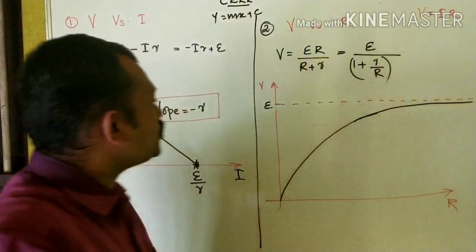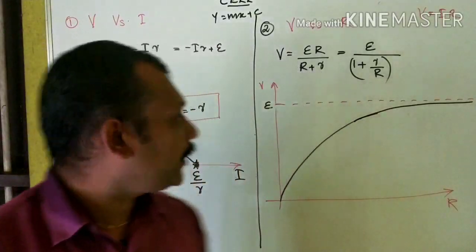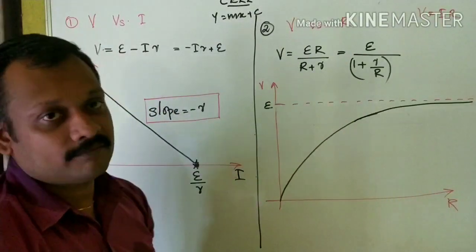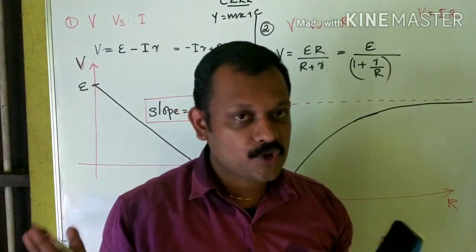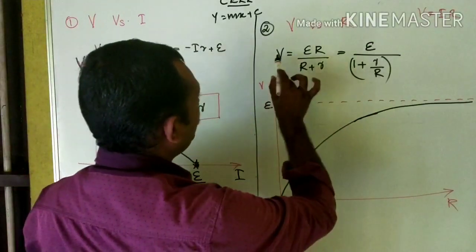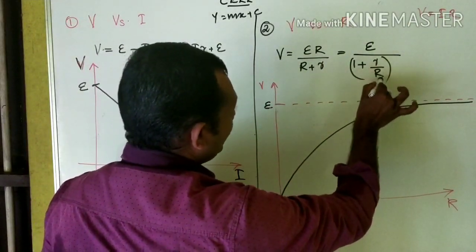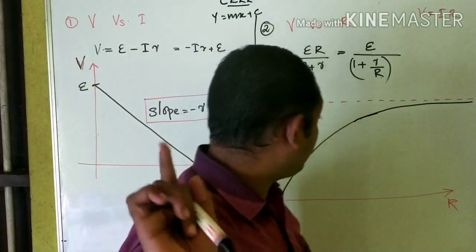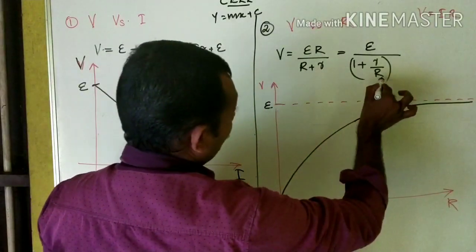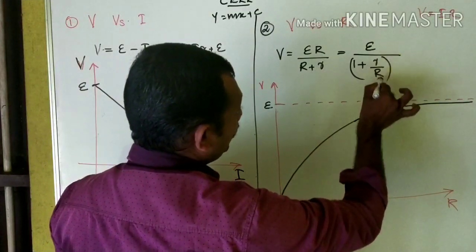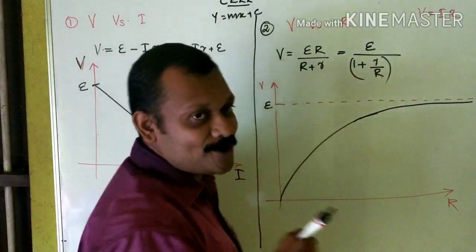It won't touch because under what condition, for what value of capital R, is V equal to E? You can see from this equation. When capital R is equal to infinity, small r by capital R becomes 0, 0 plus 1 is 1, that is epsilon by 1.